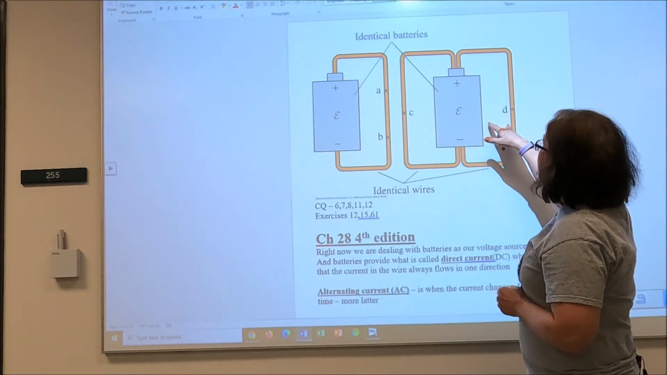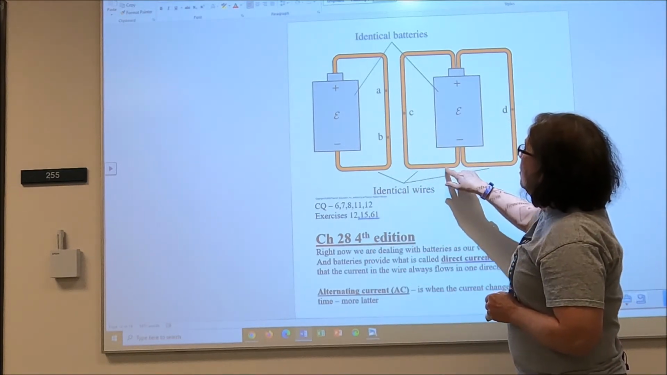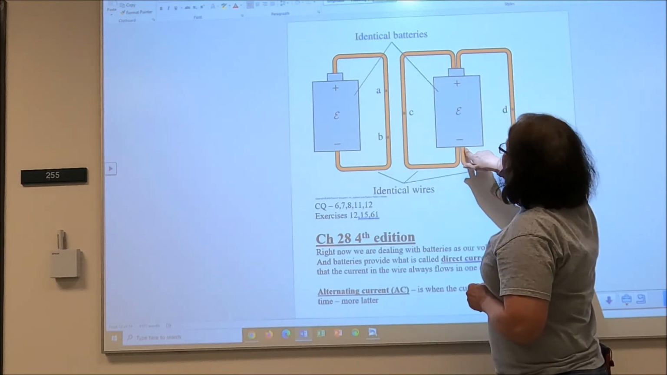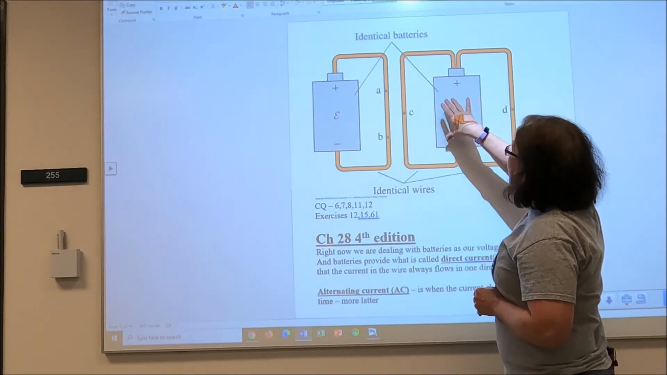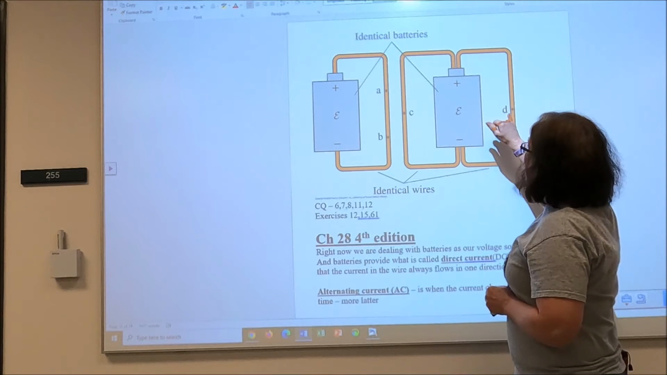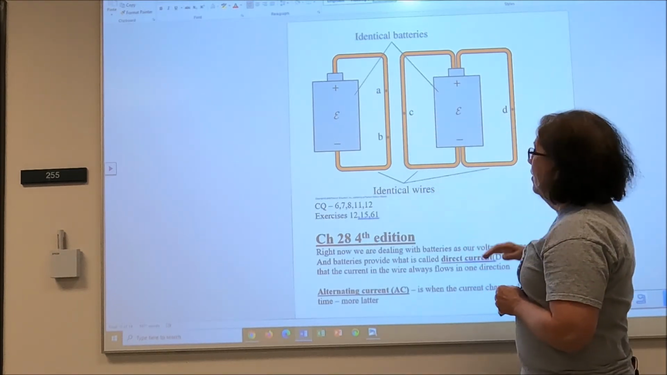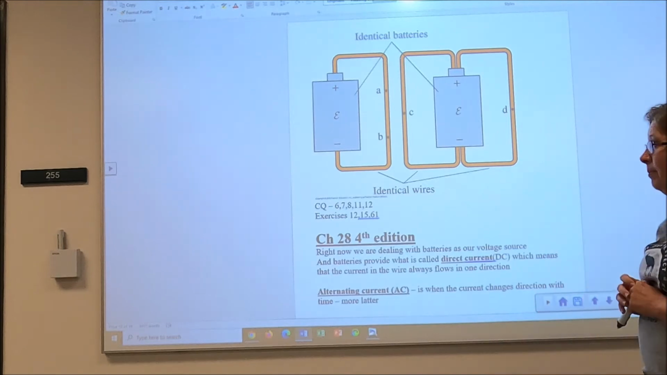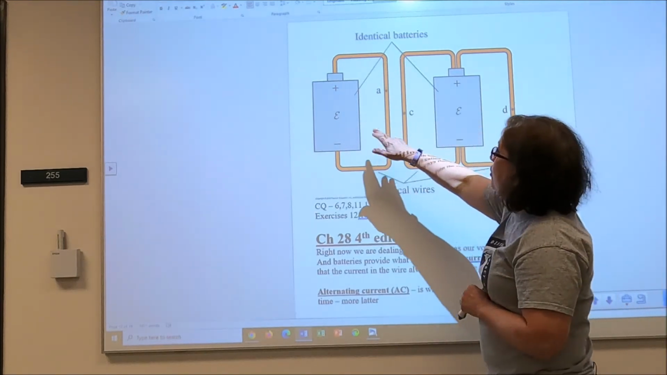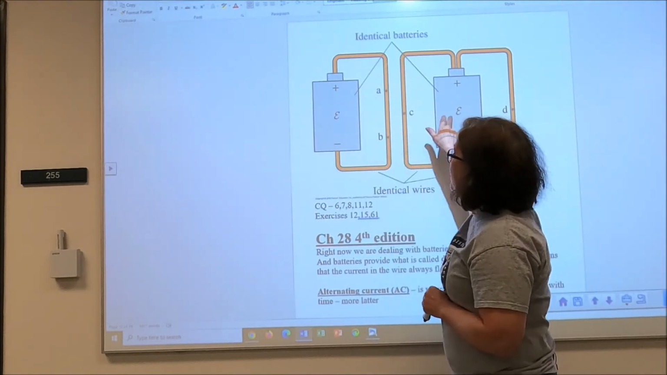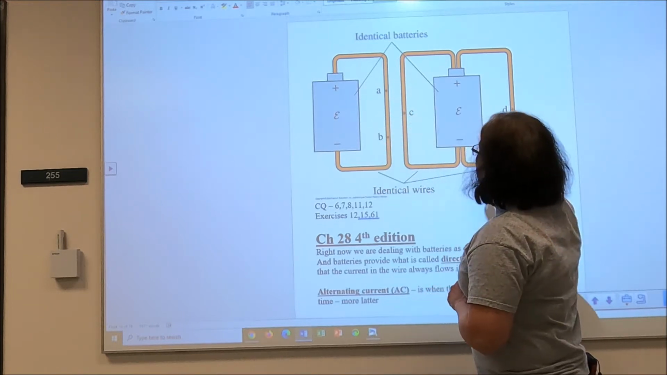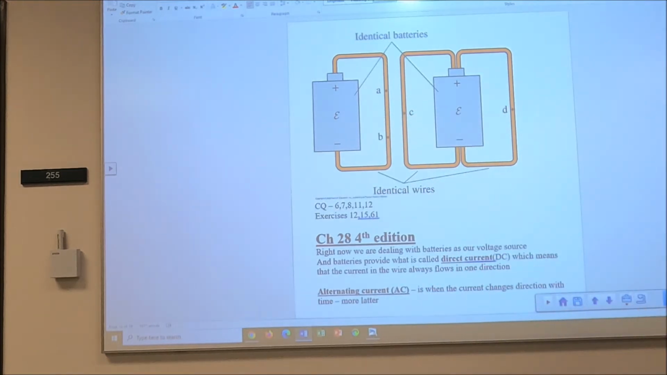Now if I look at C and D, they're in 2 different wires, but they're wires of the same length and they have the same potential across them. So it turns out that the current flow at point C and point D are also the same. And since those 2 batteries are the same size, A, B, C, and D all have the same current. Now, that ends the chapter.